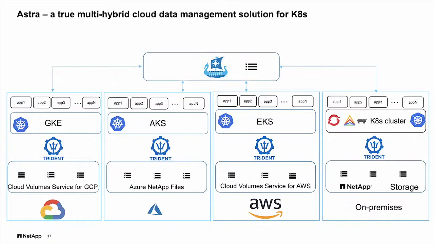We are starting on the left. So we have support for applications running on Google Kubernetes Engine, running on Cloud Volumes Service for GCP. CVS for GCP is a fully managed NetApp storage service. So, and we're providing that. We'll add support for Azure soon, followed by on-prem and AWS.